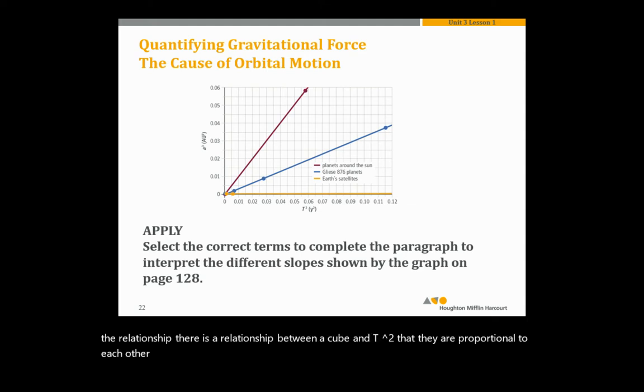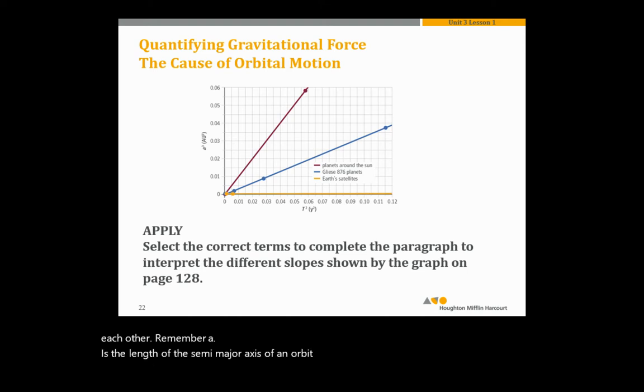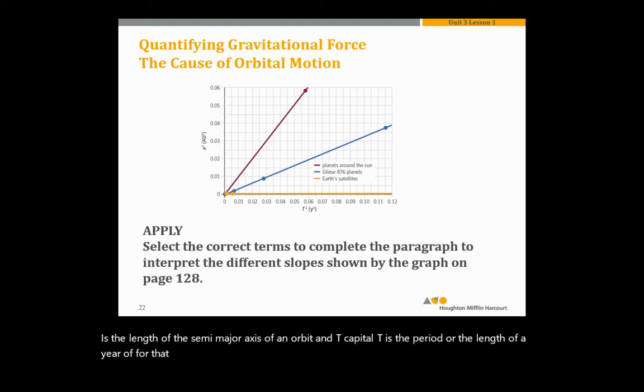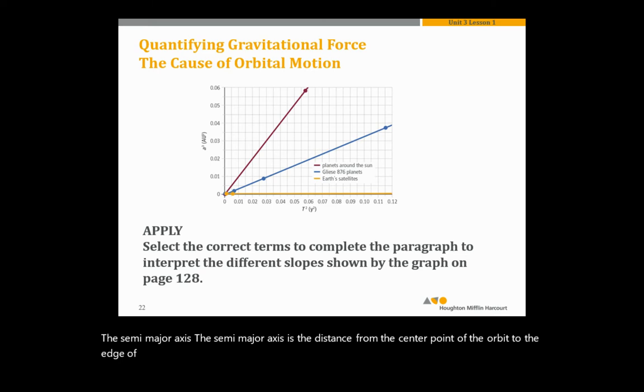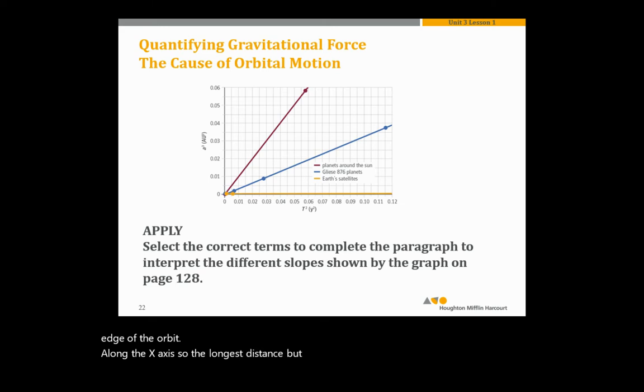Remember, a is the length of the semi-major axis of an orbit, and capital T is the period, or the length of a year for that orbiting body. Now, it's also important to remember that the semi-major axis is the distance from the center point of the orbit to the edge of the orbit along the x-axis, so the longest distance. But the length of the semi-major axis is also the average distance of the planet from the sun.